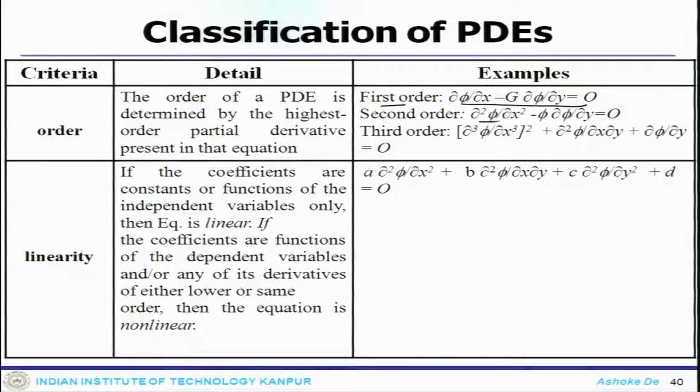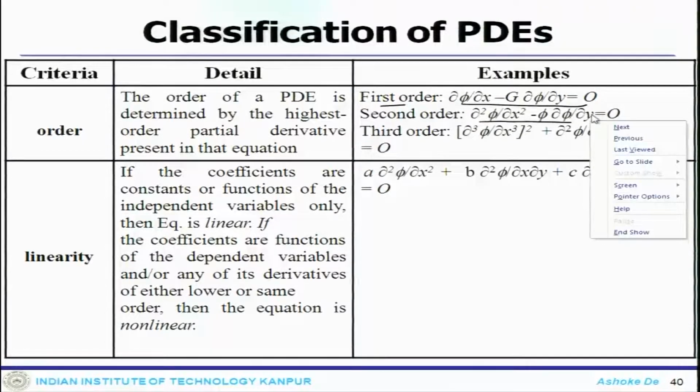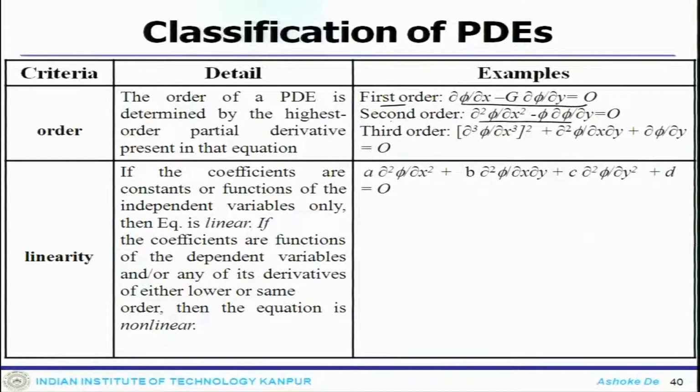Now if you look at the second equation, which has the second derivative in x and the first derivative in y, this gives me a second order equation. When you look at this one particularly, the highest derivative present is del 3 phi by del x3.